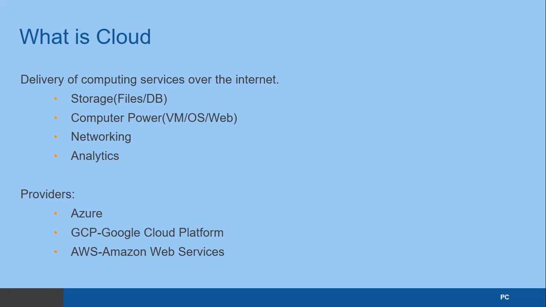Let's quickly start. What is the cloud? The cloud is nothing but delivery of computing services over the internet. Before the cloud, what did we use to work on? We used to work on the on-premises environment. Does everybody know what an on-premise environment is? Are you able to hear me? Yes. So when somebody says on-premise environment, what is that?